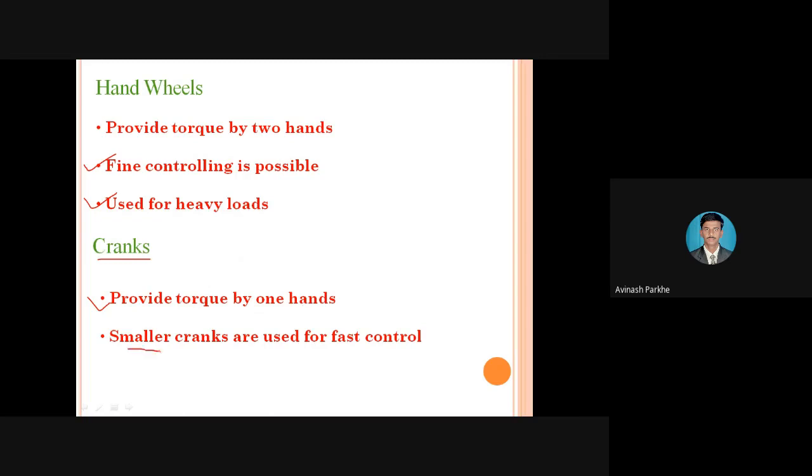And second, the smaller cranks are used for fast control. Due to its small dimensions, it is used for fast control. If the size of the crank is very large, one can also control, but small movements cannot be controlled using big cranks. Therefore, as per the requirement of the machine, the cranks are to be designed, and accordingly he can control the machine. So these are the three controls we have discussed.